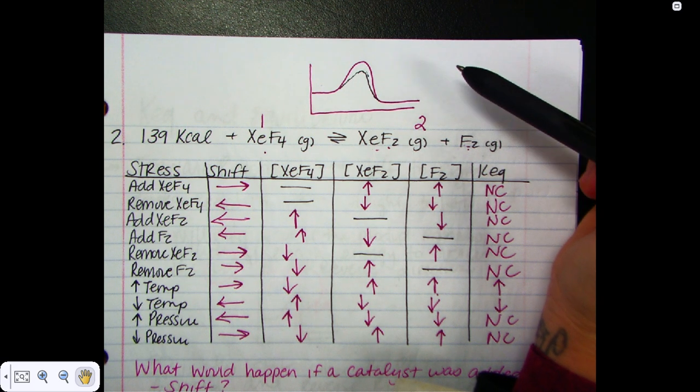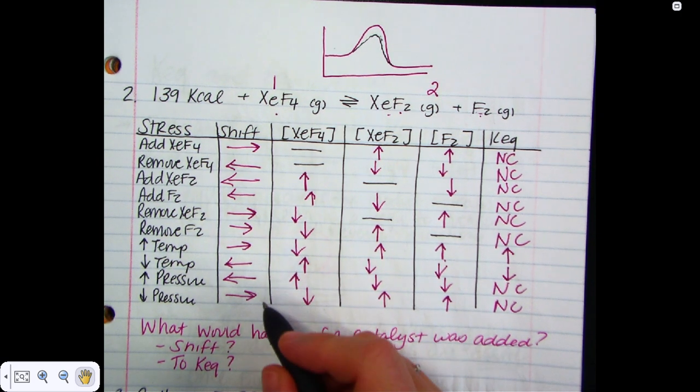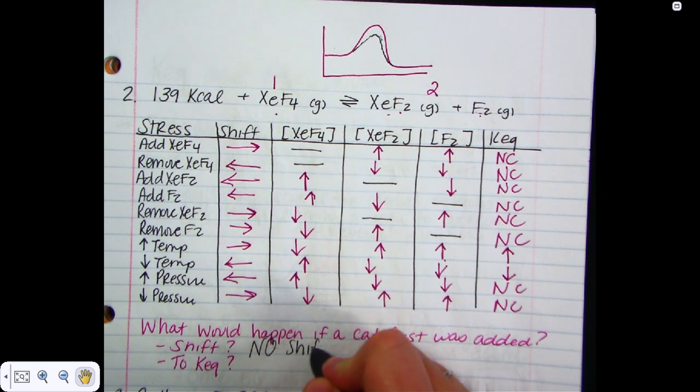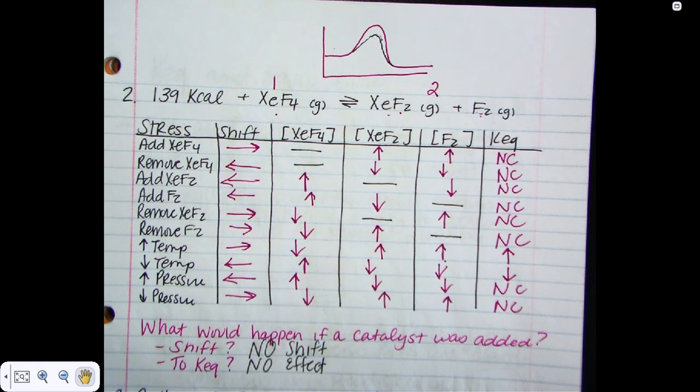So would there be a shift? No, there would be no shift. The only thing that would happen is I would achieve equilibrium faster, but it's still just achieving equilibrium. So there'd be no shift, and there would be no effect on Keq because why? Well, did I change the temperature? No, I just added a catalyst. I lowered the activation energy. I didn't change delta H. So the amount of heat either required or generated hasn't changed. All right, last one.